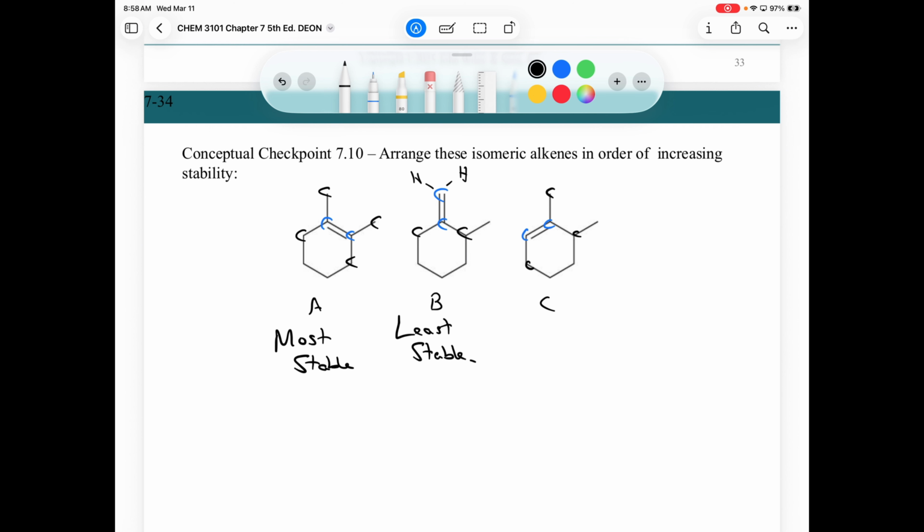I hope so, because we're going to make a heck of a lot of double bonds coming up, okay? And we're going to look at different isomers that we could make, some that are more substituted, some that are less substituted.